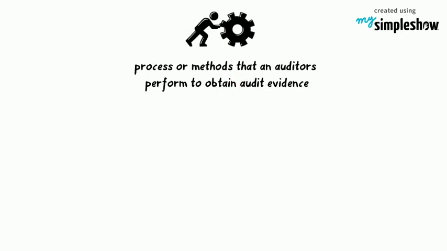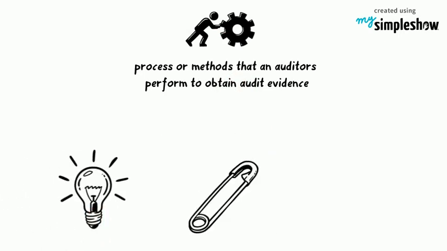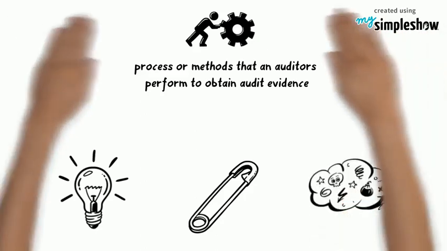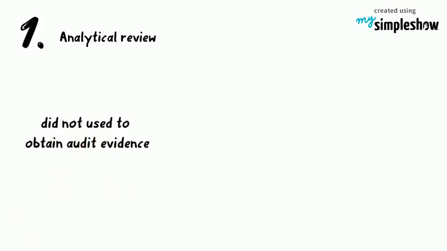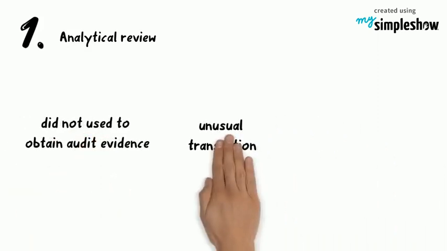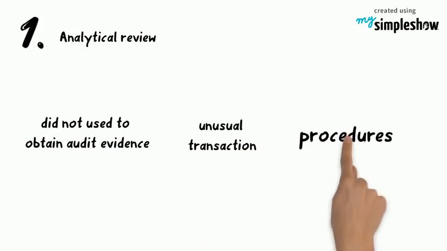Audit procedures. Audit procedures are processes or methods that auditors perform to obtain audit evidence, which enables them to make conclusions on audit objectives and express an opinion. Terms used in audit procedures. First, analytical review. Analytical review is not used to obtain audit evidence, but is a procedure used to assess unusual transactions as a principle to perform other procedures.